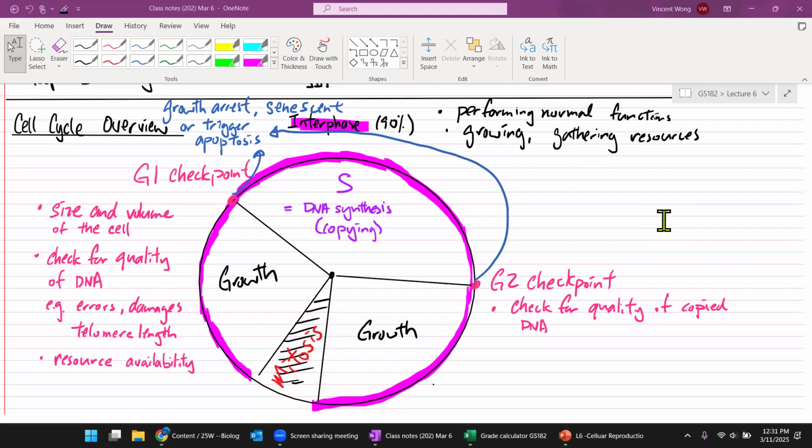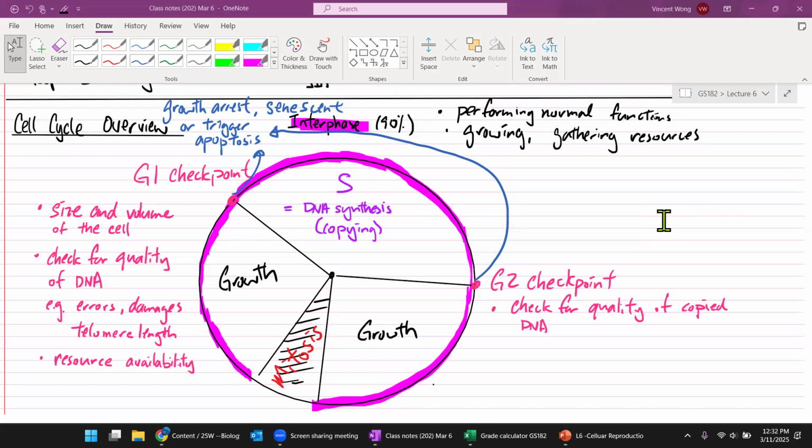Now, what's really important to understand is along the way, you are going to have two major checkpoints here. We have what's called the G1 checkpoint and G2 checkpoint. And this is a checklist that the cell has to go through to make sure everything is okay before allowing it to progress to the next part. If it fails at any of these checkpoints, then the cell is basically not allowed to divide any further.